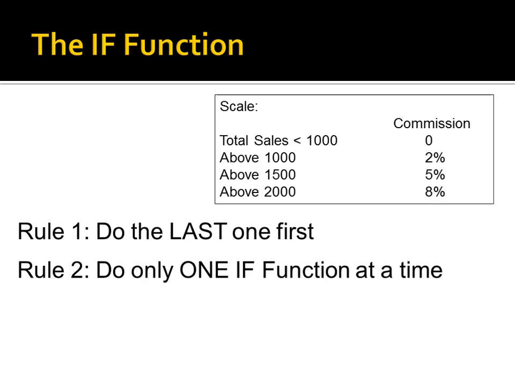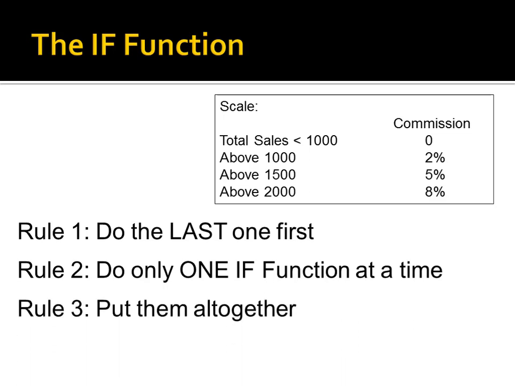Well, when I'm done with that one and I have my if function, then I'm going to go up a line and I'm going to do the above 1500. I will create an if function that if the total sales is above 1500, then he gets 5%, otherwise he gets 0. See? You only do one line at a time. And when you finish that one, you go up one more and you do the function for if the total sales is above 1,000, he gets 2% of his total sales, otherwise nothing.